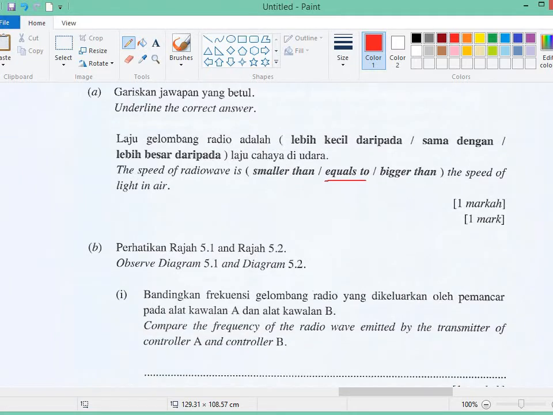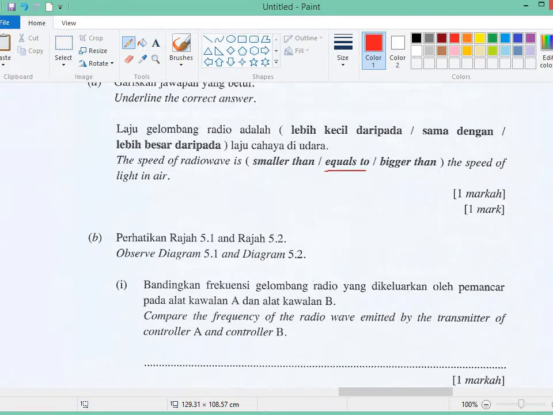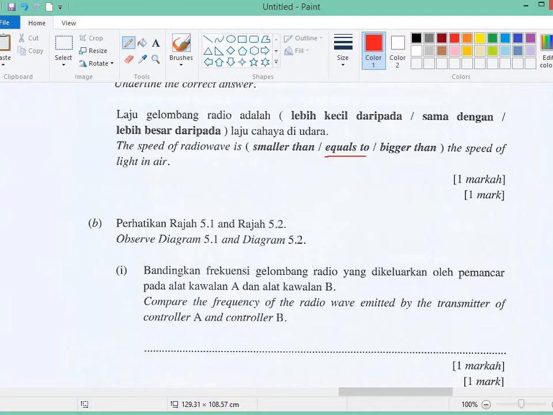Because every time we calculate the frequency or the wavelength of the electromagnetic wave in air, we will take the speed of the electromagnetic wave as speed of light. So in air, we take it as equal to the speed of light. So speed of radio wave is equal to the speed of light in air.